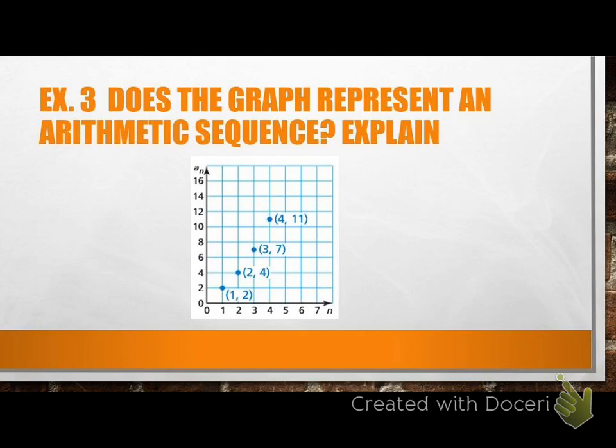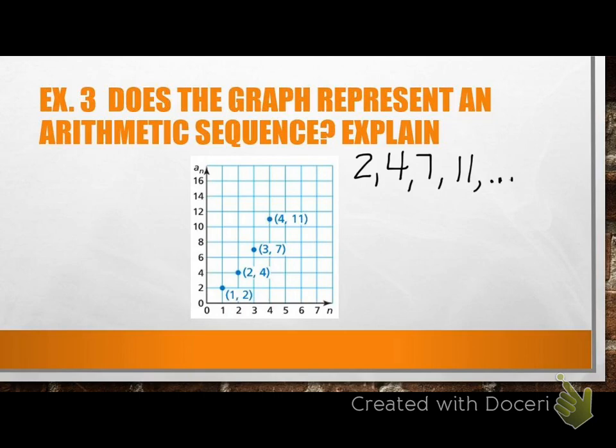Now, what are the y coordinates? What numbers, Chase, are in my list for this problem? 2, 4, 7, and 11. So the question is, does this represent an arithmetic sequence? Well, since they are consecutive numbers, what do we know about the common difference? The common difference has to be what? Look back at your definition of an arithmetic sequence. What does the definition tell us?